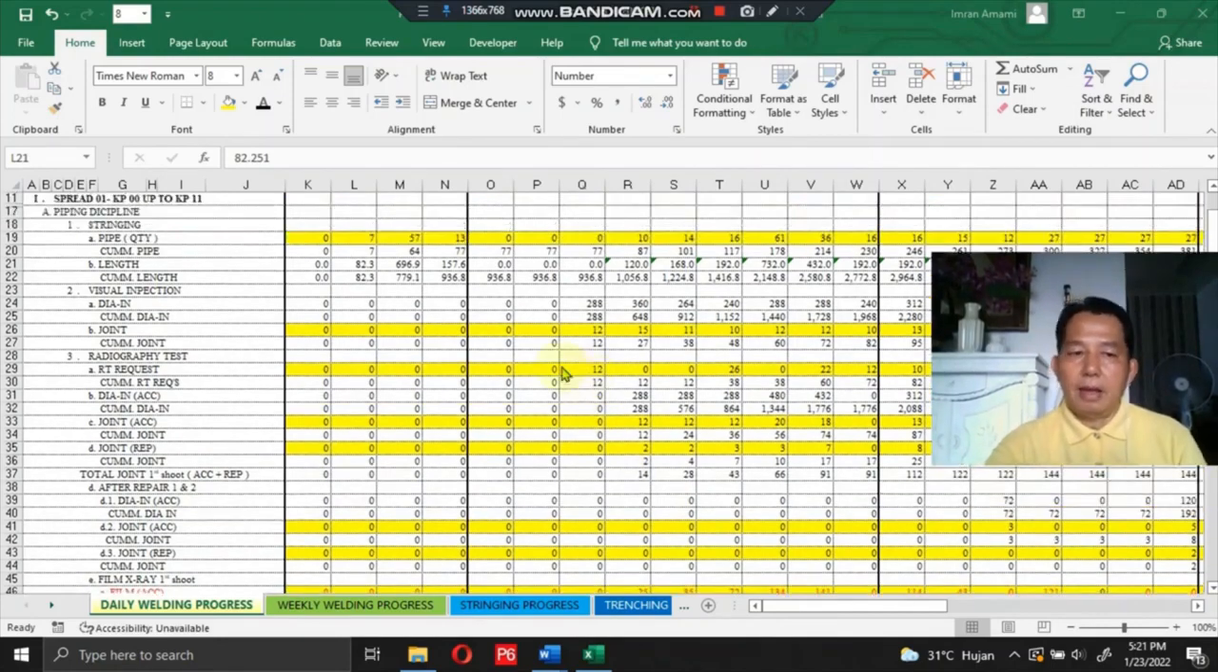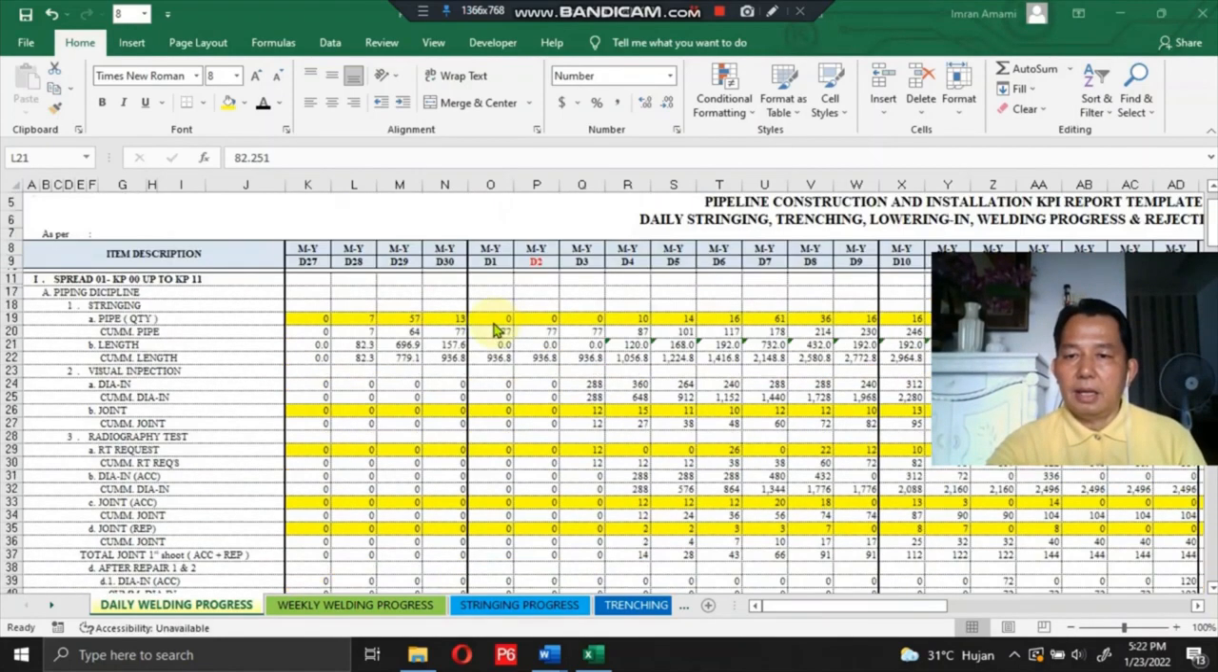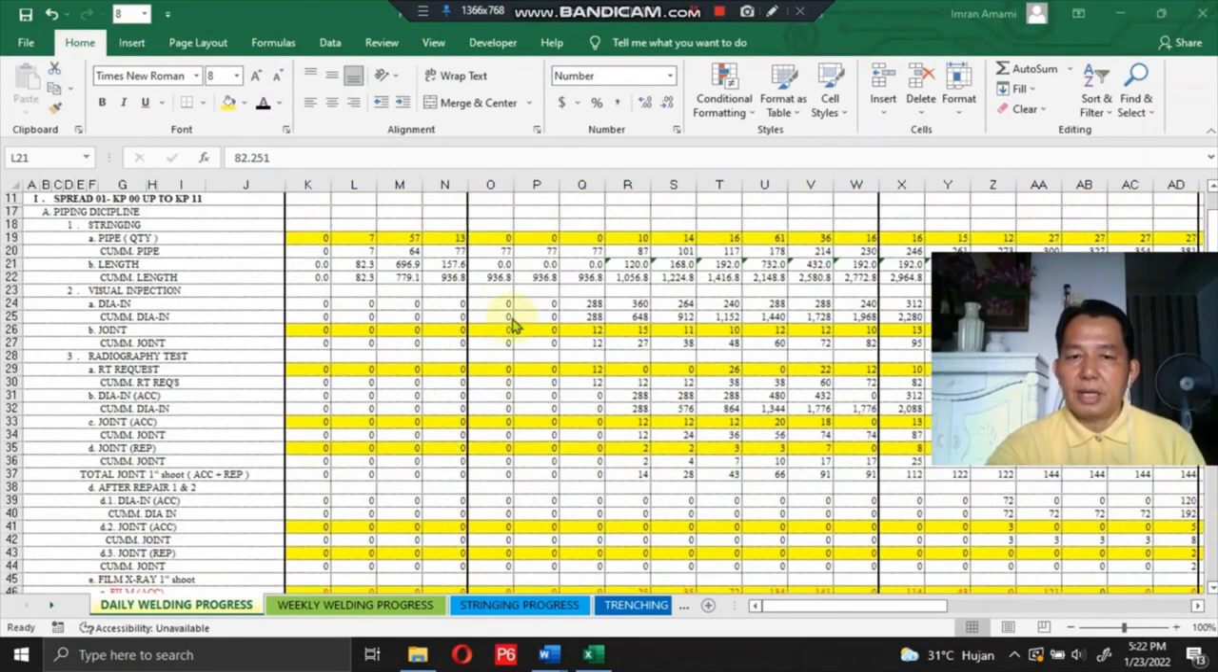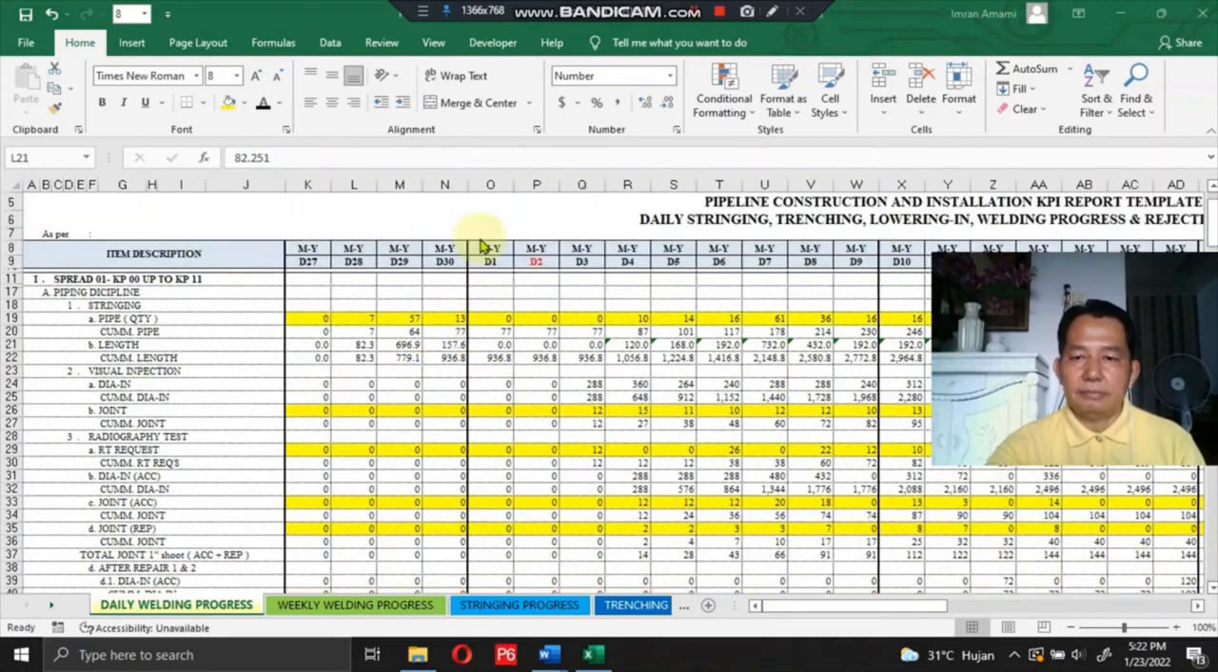Okay, please remember that you only input manually in the cells with the yellow color. Besides those cells, please be careful and check if there is any formula inside, because if you input in the wrong cells, it will impact the formulas in each cell.